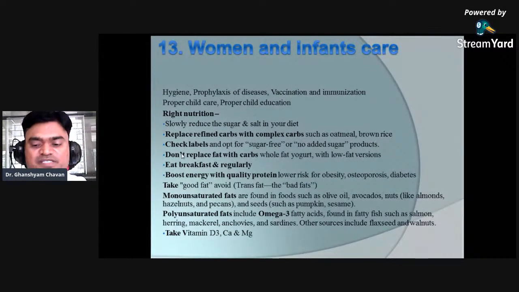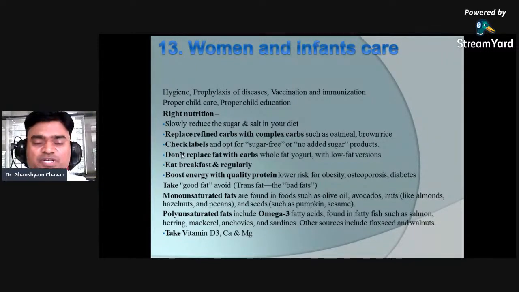And prophylaxis of disease means we should be able to avoid the various diseases which occur during pregnancy. For example, obesity may occur. After that, depression may occur, then nausea, vomiting and GIT problems. Lots of psychological problems also occur. We are able to eradicate them by giving some therapy or by maintaining our diet, lifestyle and daily habits. Again, vaccination and immunization, proper child care and proper child education.